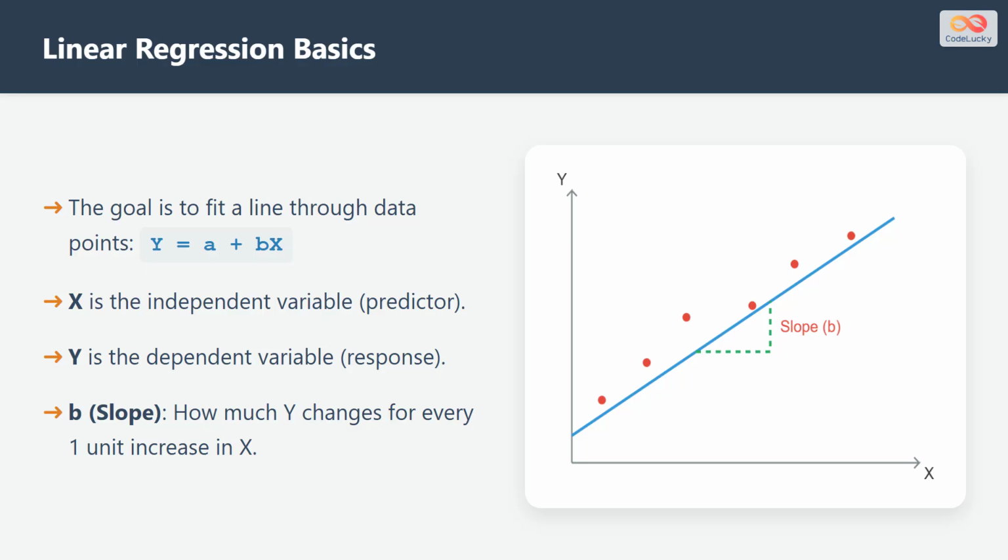In simple linear regression, we try to fit a straight line through our data points. The equation is y equals a plus b times x. Here, b represents the slope. The slope tells us how much the dependent variable y is expected to change for every 1 unit increase in the independent variable x.